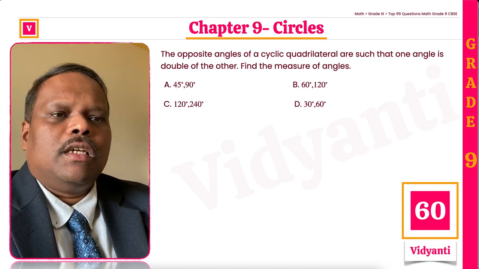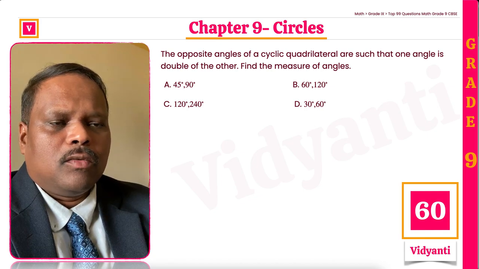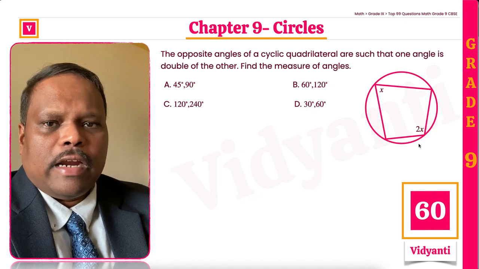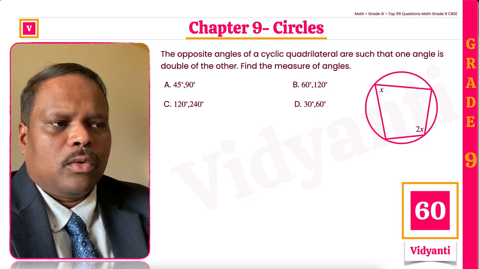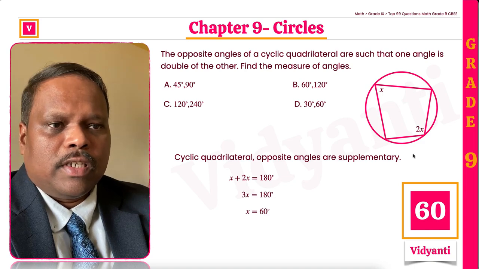Question number 60. The opposite angles of a cyclic quadrilateral, such that one angle is double the other. So we know that these two angles together add up to 180 degrees. So 2x plus x is 3x, that is equal to 180. So x is equal to 60. So the angles will be 60 and 120.